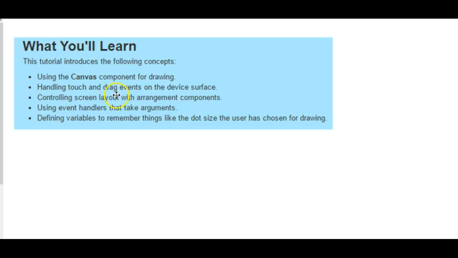So here's what we're going to learn: how to use a canvas component for drawing. We've talked about that, but we're going to handle drag events. That's new. Controlling the screen layout with arrangements. We've done some of this. We're going to do more of the arrangements, the horizontal and vertical arrangements. Using event handlers that take arguments. Up to now, the only event handler we've dealt with is just pressing a button, or the I am shaking part of that. So now we're going to actually get some arguments into those events, and defining variables to remember things like the size of the dot the user has chosen for drawing.